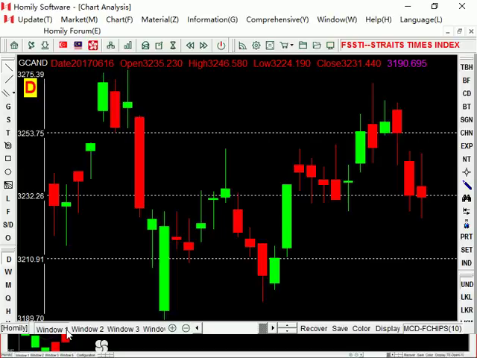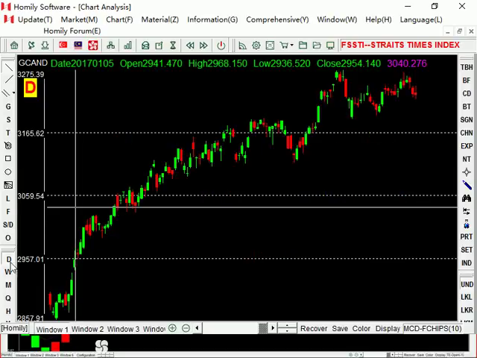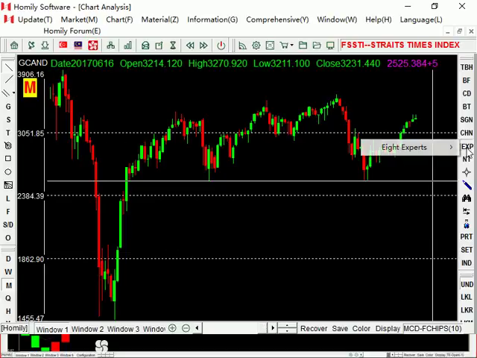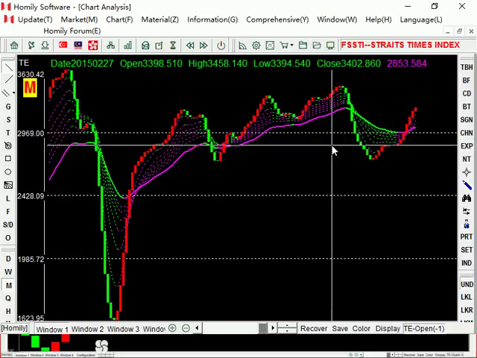Firstly, let's see the STI index. Then we can click the monthly chart. This is the monthly chart. If we use the monthly chart, we just click expert, eight experts, and trend expert. So what does that mean? What can it tell you from this chart?